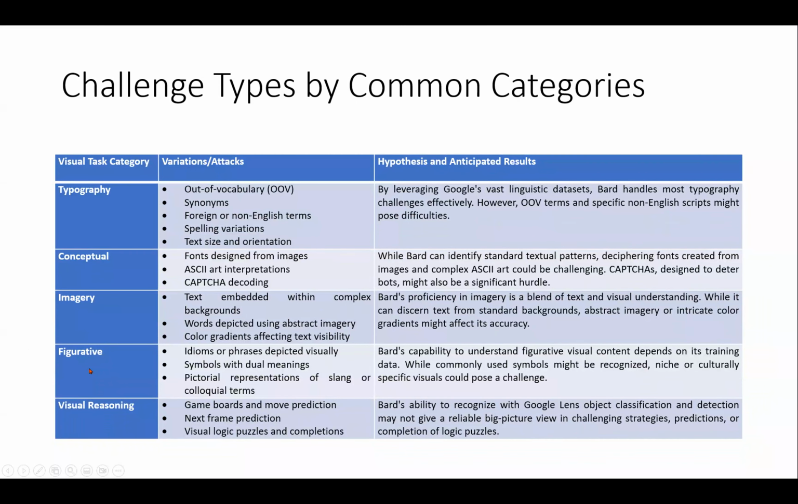Figurative things, such as symbols with double meaning. So a good example of this is you took the medical help symbology of a staff with two snakes around it, that classic figurative image.